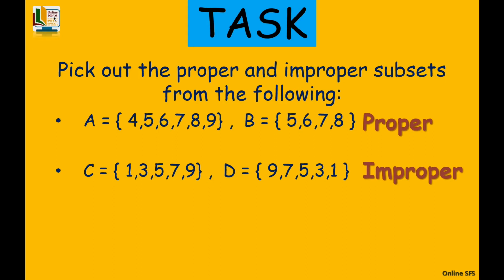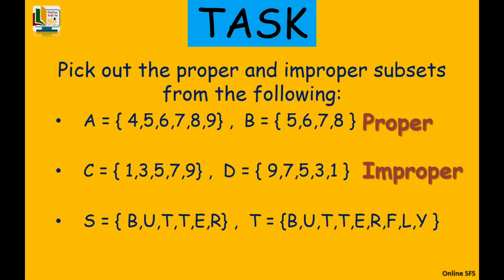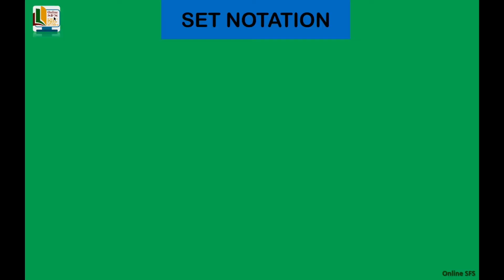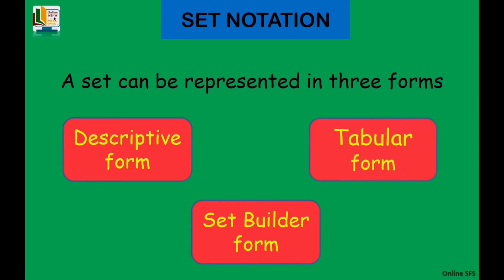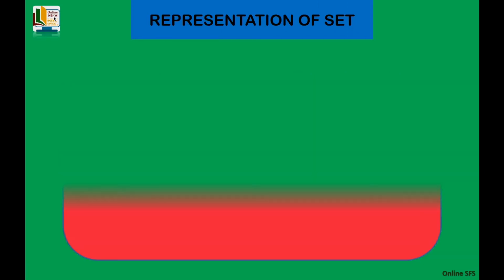Let's see the next pair of sets. S equals BUTTER and T equals BUTTERFLY. Here, S is a proper subset of T. Let's look at how we can represent sets, or in other words, let's take a look at set notation. A set can be represented in three forms: the descriptive form, the set builder form, and the tabular form. Let's study these in detail.